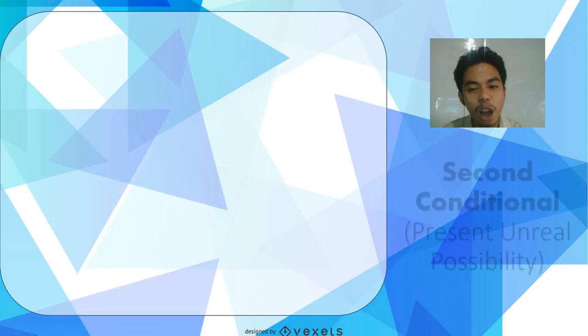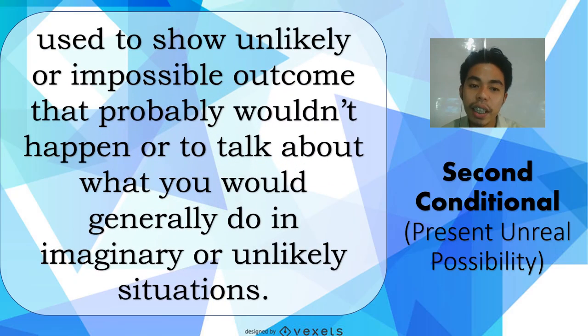Okay, now let's proceed with the second conditional, or present unreal possibility. It is used to show an unlikely or impossible outcome that probably wouldn't happen, or to talk about what you would generally do in imaginary or unlikely situations. Meaning to say, they are imaginary or unlikely situations, not really going to happen, but there is still a chance or a possibility that it may happen.